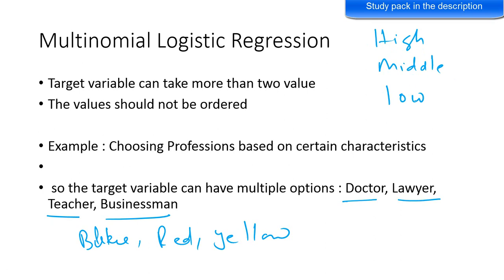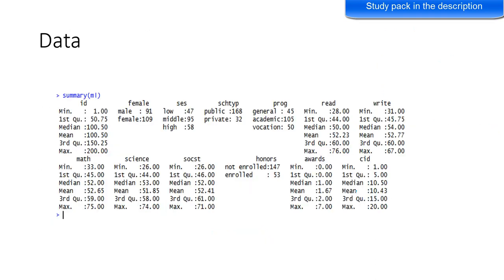This is also a multi-class classification problem, but we wouldn't be using multinomial logistic regression in this case, where we can order the values, whether in ascending or descending order. We will use what is known as ordinal logistic regression, a different type of regression that we'll learn in separate sessions. So we'll only take multi-class classification problems where the target variable values cannot be ordered, like somebody's choice of profession: doctor, lawyer, teacher, businessman. We can't order these values, and that's why we are going to use multinomial logistic regression.